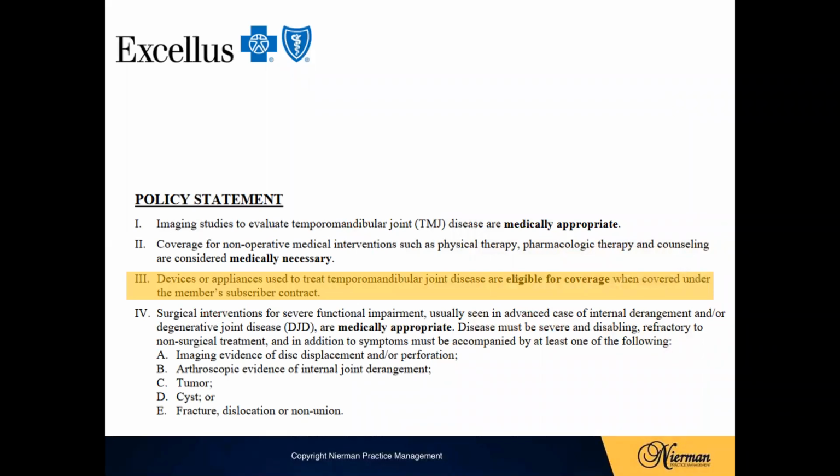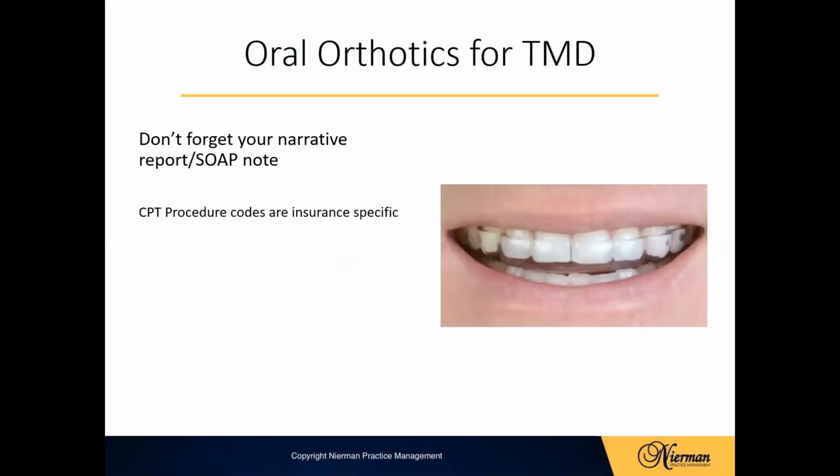So again, we've got the codes, we've got the diagnosis codes. It's helpful if you can look up the policy devices. According to this particular policy, they are eligible for coverage. But then again, it says when covered under the member's contract. So you want to, again, do that benefit check just to see what their policy states. And it's all about medical necessity.